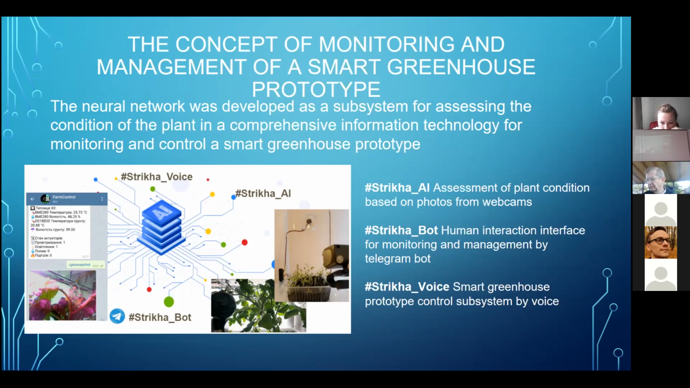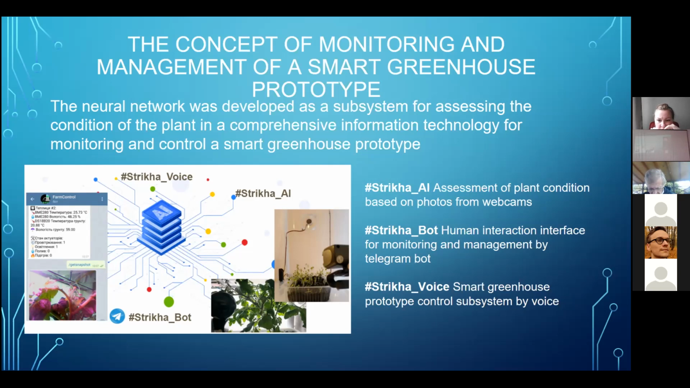The system includes assessment of plant conditions based on photos from webcams, a human interaction interface for monitoring and management by Telegram bot, and a voice control subsystem for the smart greenhouse prototype.